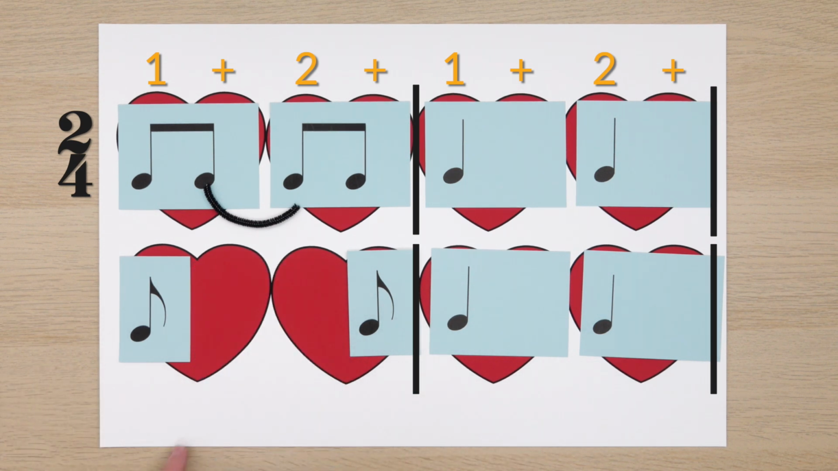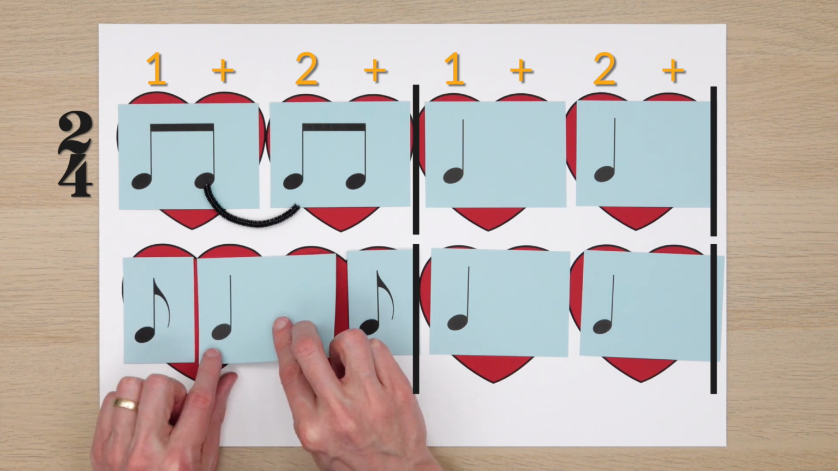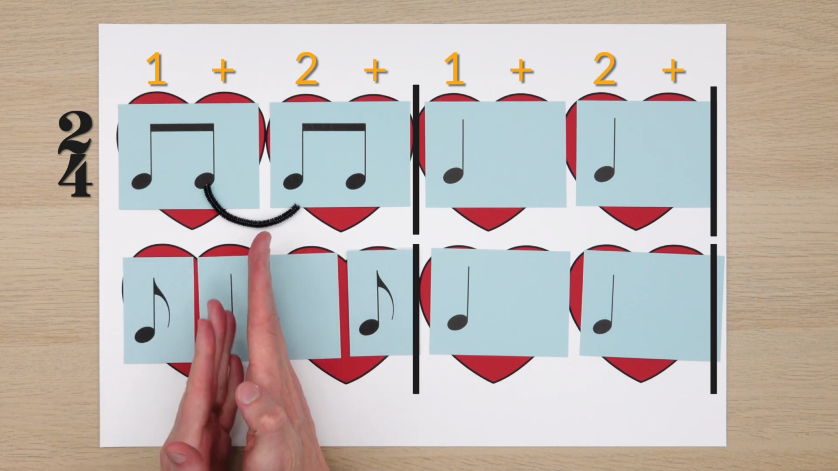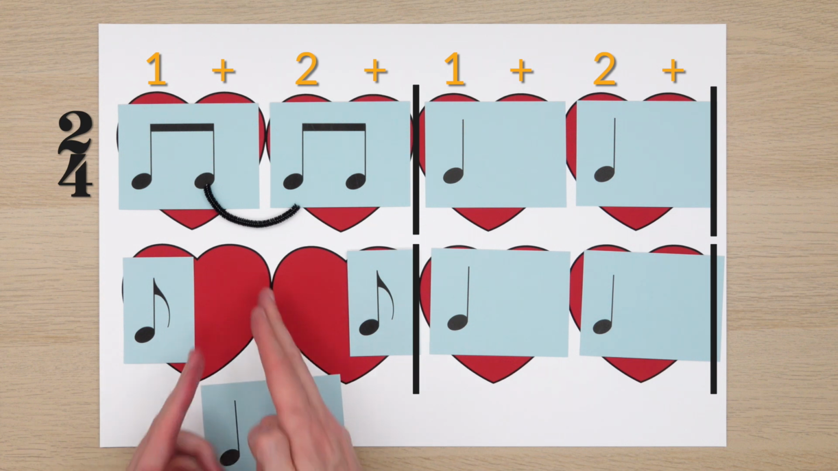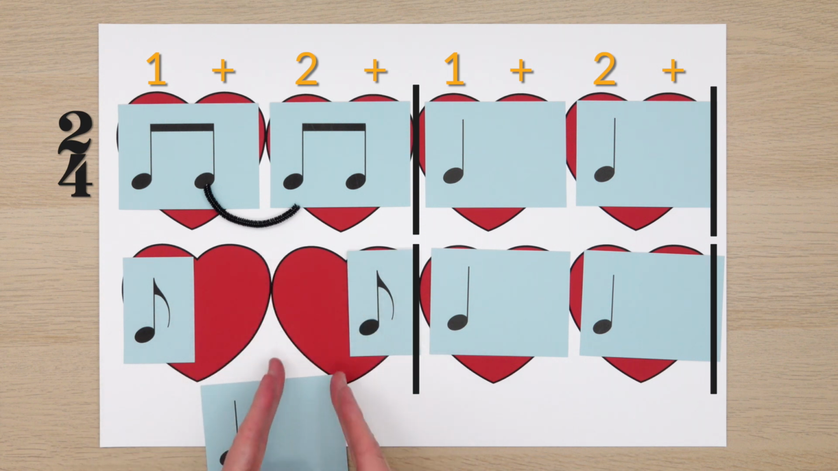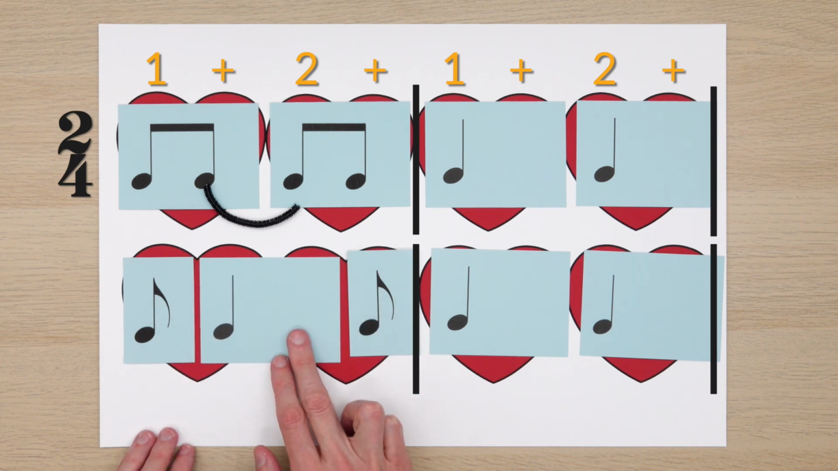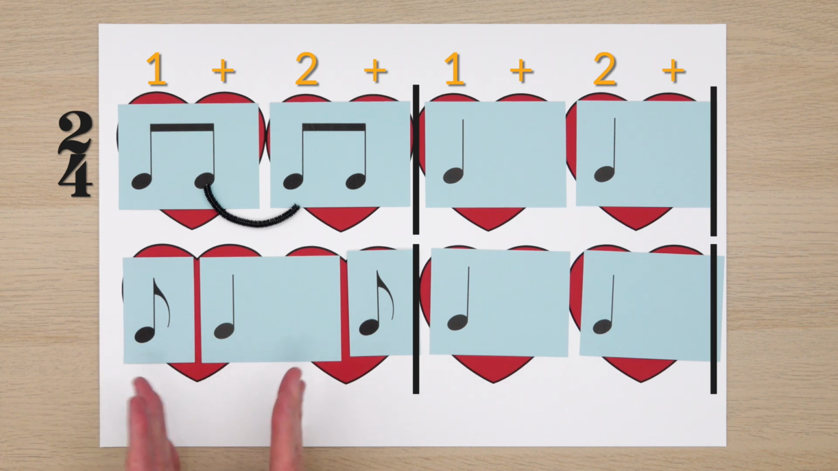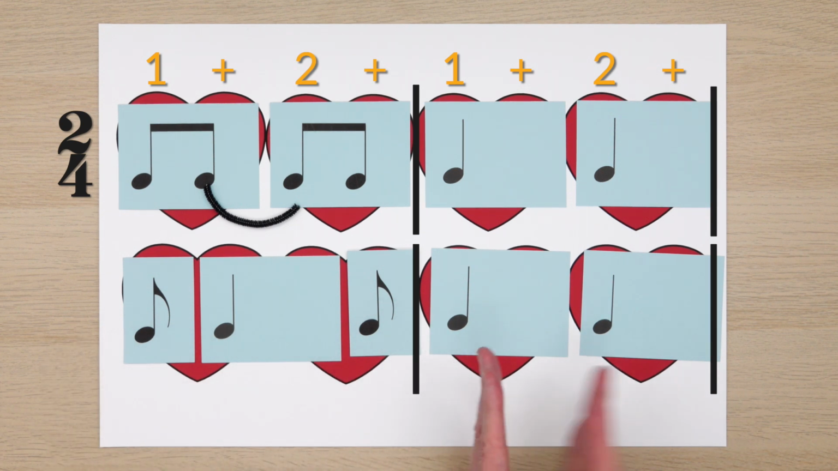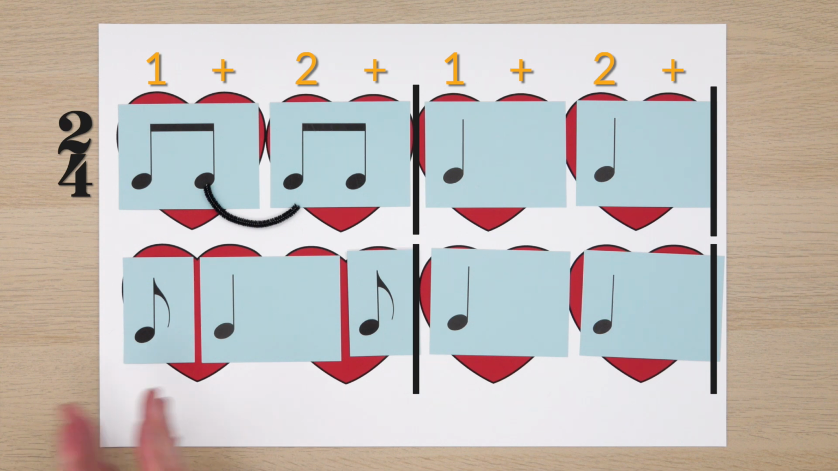This quarter note only gets half a beat in beat 1, but a quarter note needs a full beat. So it's actually getting half of this beat and half of this beat, and together that makes a quarter note. 1 and 2 and 1 and 2 and. Or a little faster, ti ta, ta.